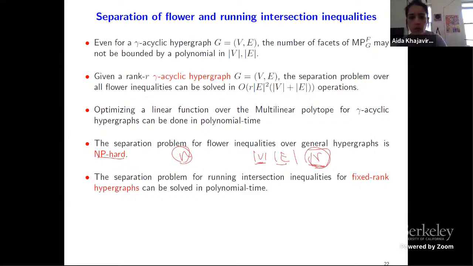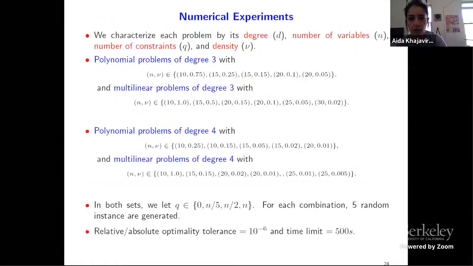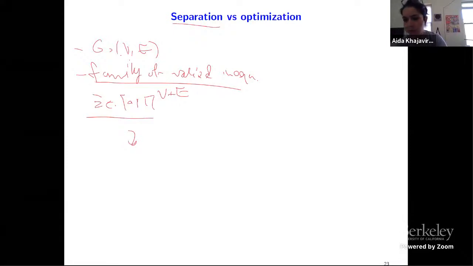Okay, so I will show you some numerics, but this would be the time if you have any questions about anything theoretical so far.